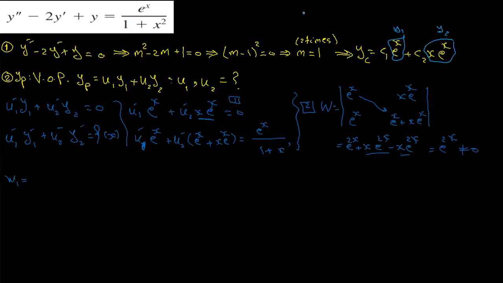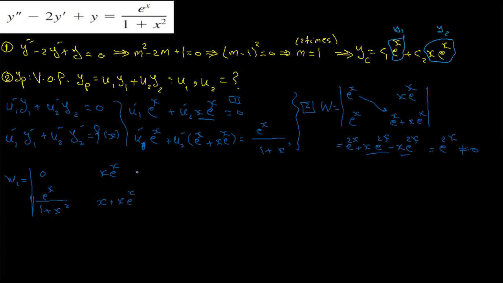Yes, I need one to help now. How to find W1? Let me ask Muhammad Yasser. Yes, doctor. How to find W1? Do you remember? We put the right-hand side values instead of the first column. Yeah, you are right. So 0 and e to the power of x over 1 plus x squared. And what about the second column? It will be x e to the power of x, the same. Okay, great. And here e to the x plus x e to the x.